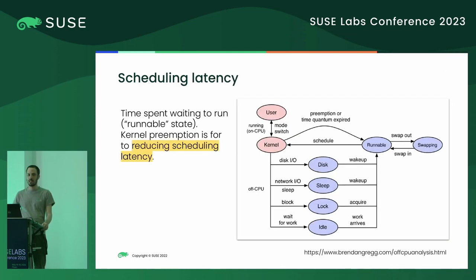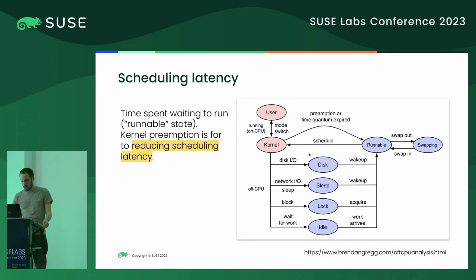The concept of scheduling latency is central in this discussion about preemption, because preemption is all about reducing scheduling latency. What is scheduling latency? So I took this diagram from the website of Brendan Gregg, and you can see the URL here on the bottom. So this represents the states of a thread. I'm not sure about this one over here, swapping, so please ignore it. But we have, in the red circles, states where we are on the CPU, so we are running code on the CPUs. The blue circles are states off the CPU, so the task is not running and is somewhere else.